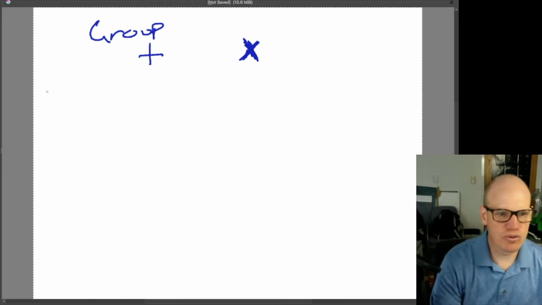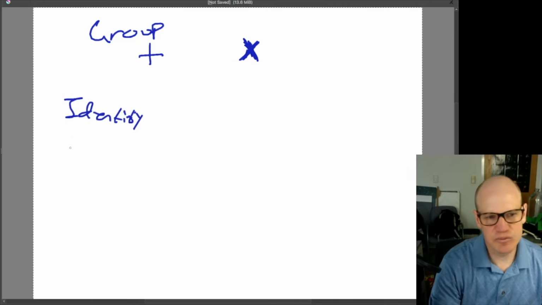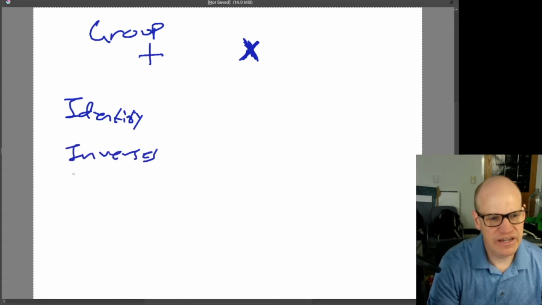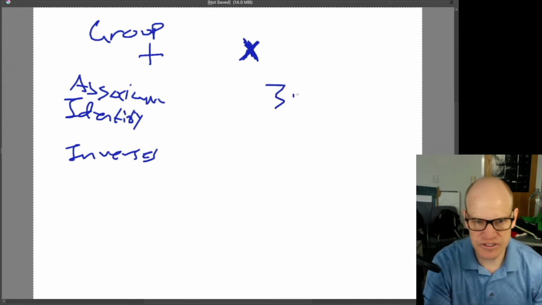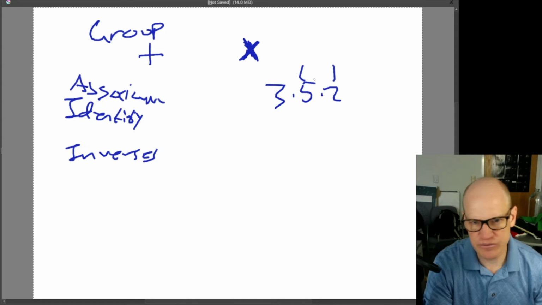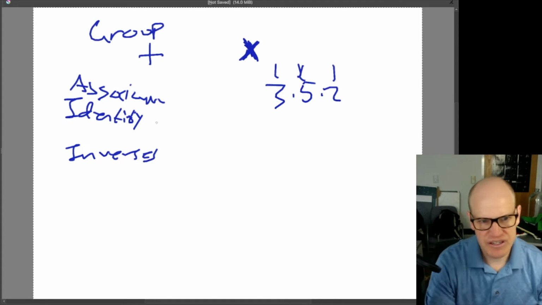So what were the elements of a group? We have to have an identity element, we have to have inverses, and we have to have associativity. With multiplication, we get associativity. So 3 times 5 times 2, it doesn't matter how we group it together. If we do 5 times 2 first and then times 3, or if we do 3 times 5 first and then times 2, it's associative. Multiplication is associative.